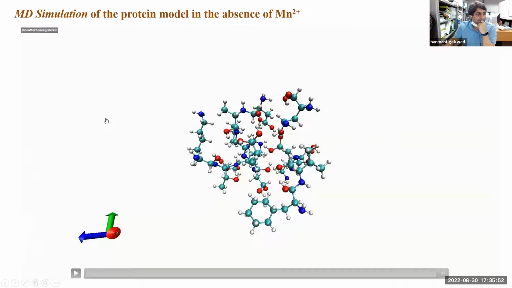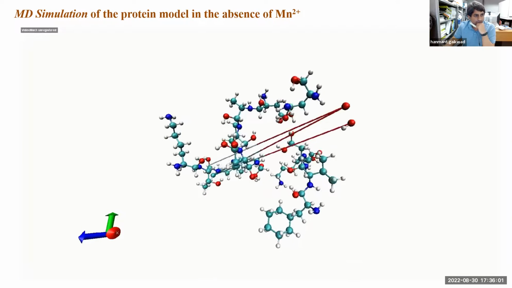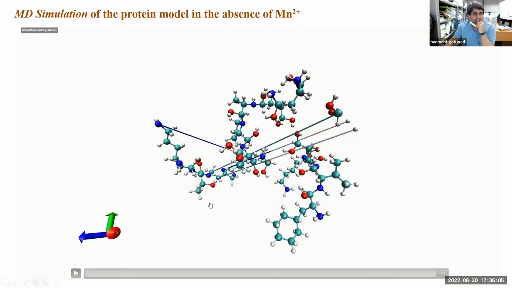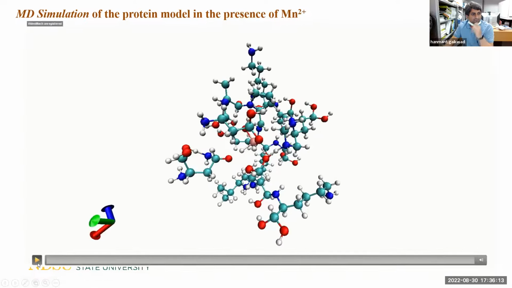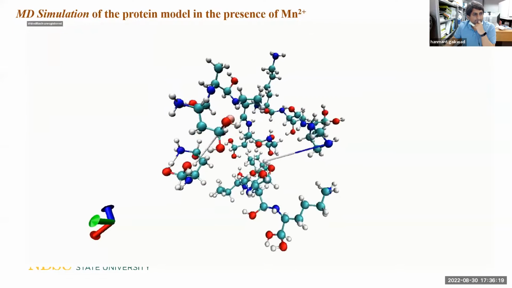And then for the transition energy, I started the MD simulation. Initially I heated the protein model, and then I did the MD simulation for 1000 femtoseconds. So this is for the protein model, and this one is for the metal ion model.